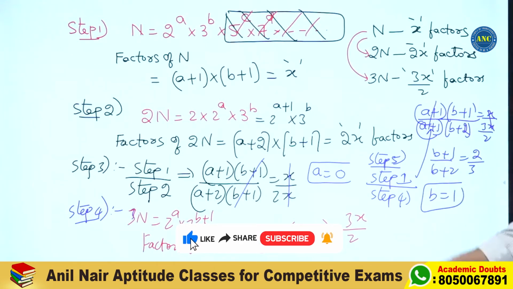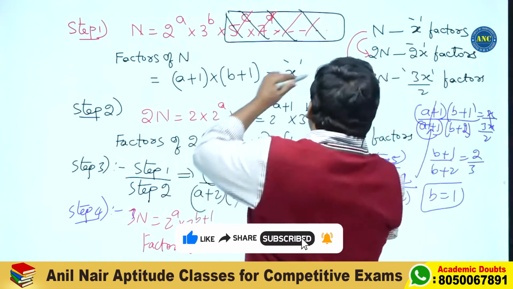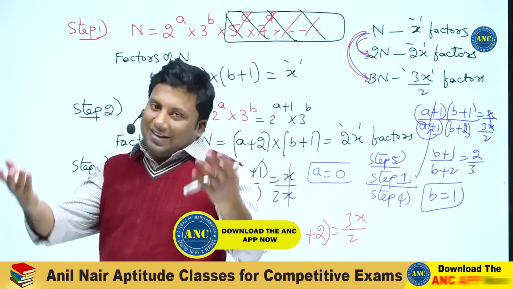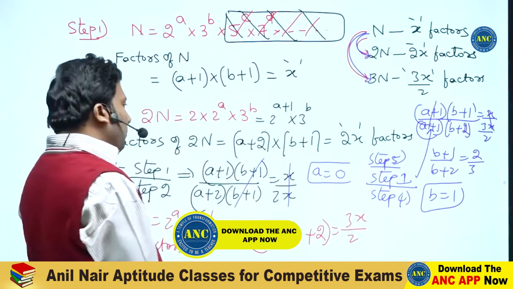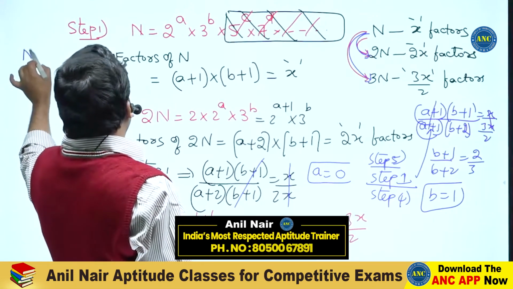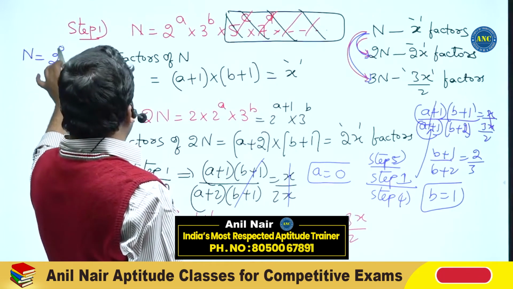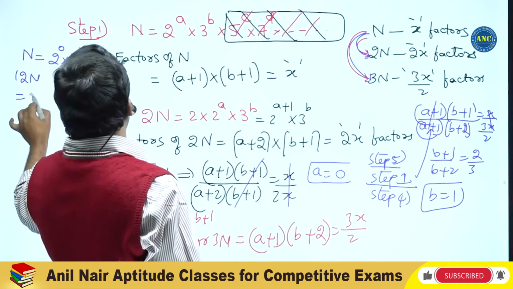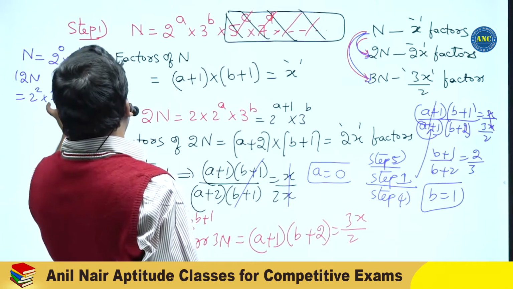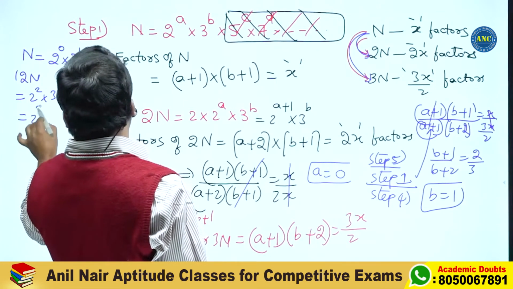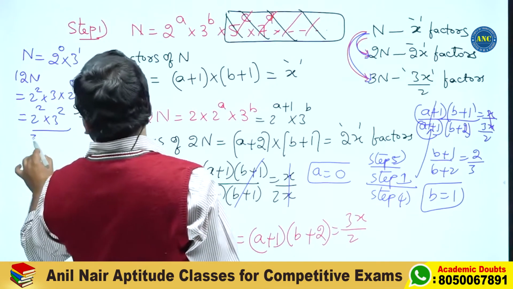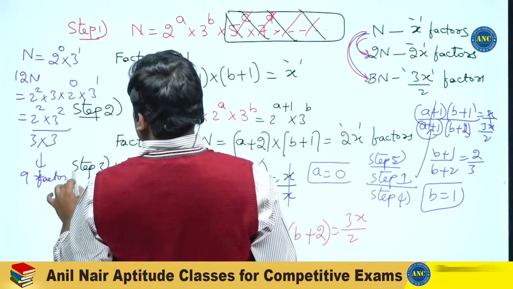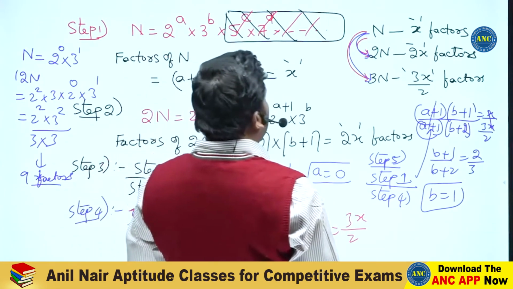Are you all with me? I divided n by 2n, then I divided n by 3n, using the number of factors, and I got the values of a and b. Then the problem is easy. n is equivalent to, a is 0, 3 power 1. I require 12n, which is 2 square into 3 into 2 power 0 into 3 power 1, that is 2 power 2 into 3 power 2. So 3 3s are 9. How many factors are there? 9 factors are there. I hope the idea is clear.